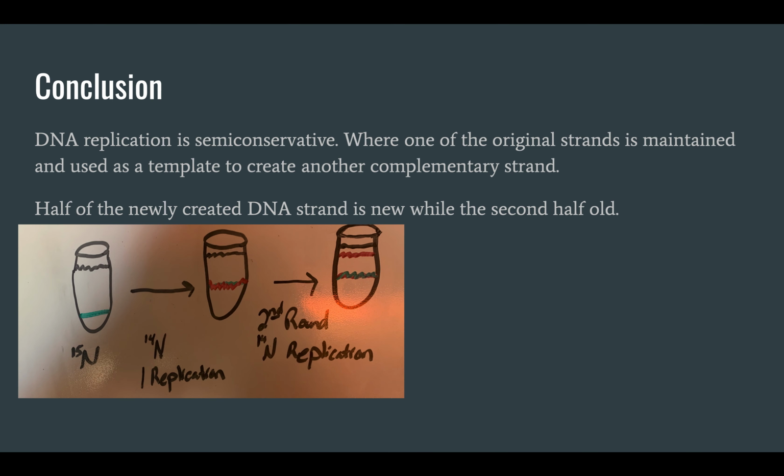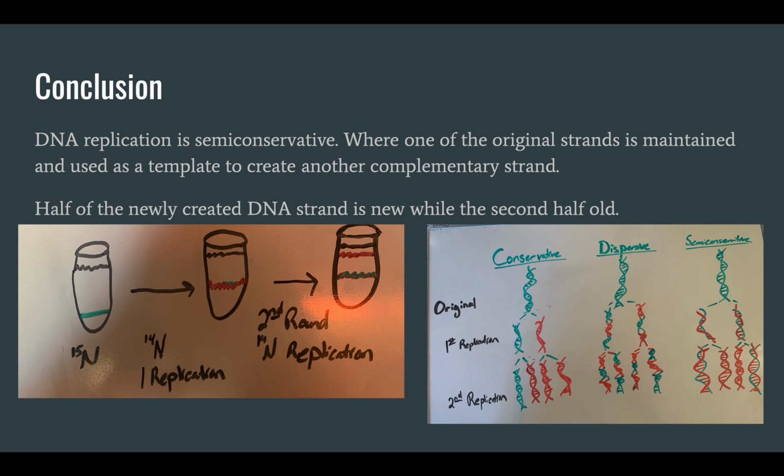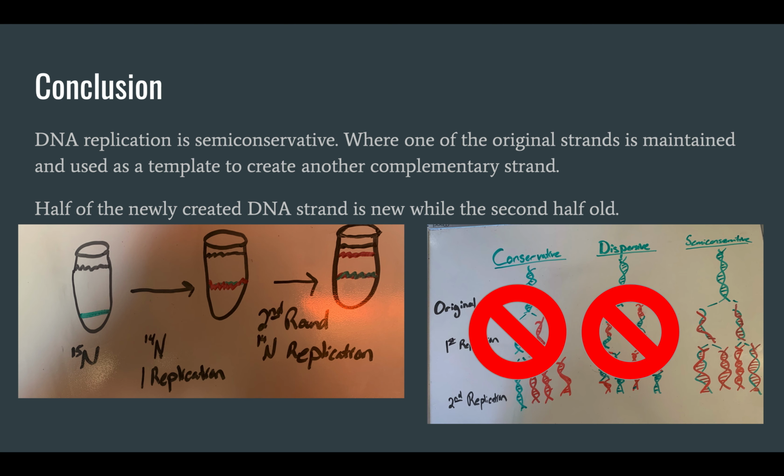So, with a simple experiment using just a few replications, Meselson and Stahl were able to show that DNA replication was not conservative, that it was not dispersive, and that in fact DNA replication is semi-conservative.